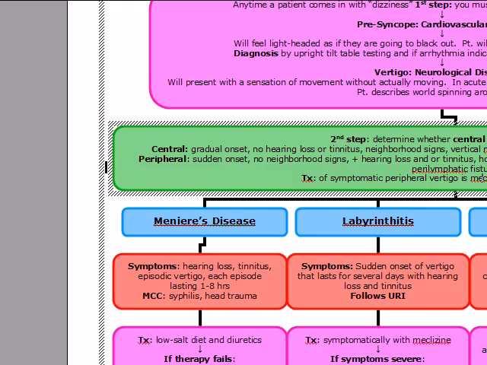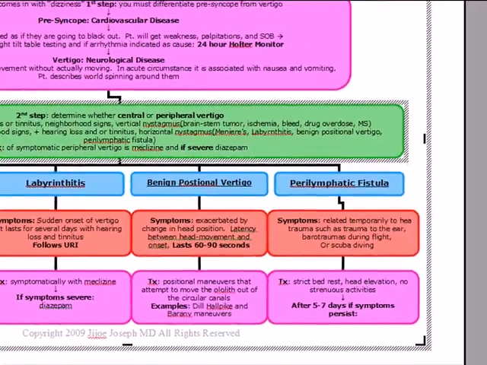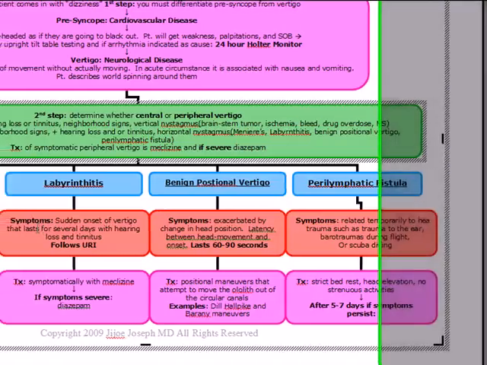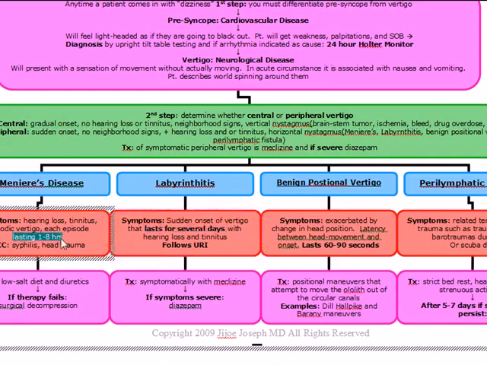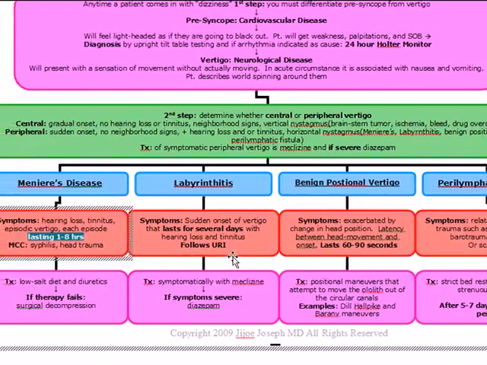Labyrinthitis. This is going to be with sudden onset of vertigo. And it's going to last several days, as we see here, right? Meniere's disease is only going to last 1 to 8 hours. Labyrinthitis, itis, think infection. It's going to follow a URI, okay? Same thing, symptomatic, meclizine, okay? And if symptoms get severe, we're going to diazepam, all right? Just like we talked about up here.